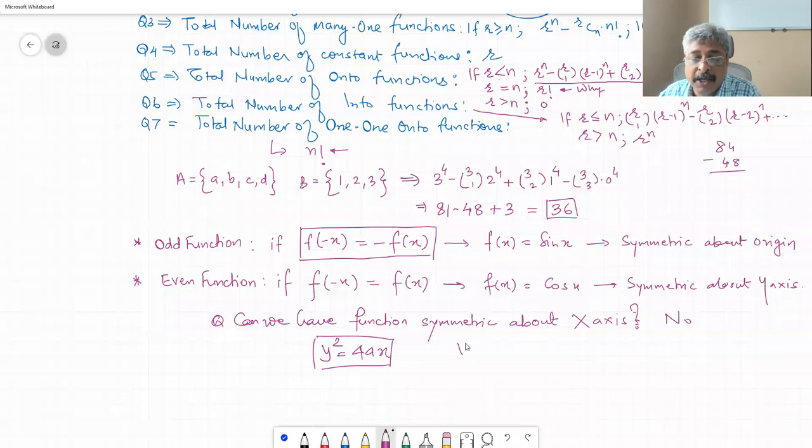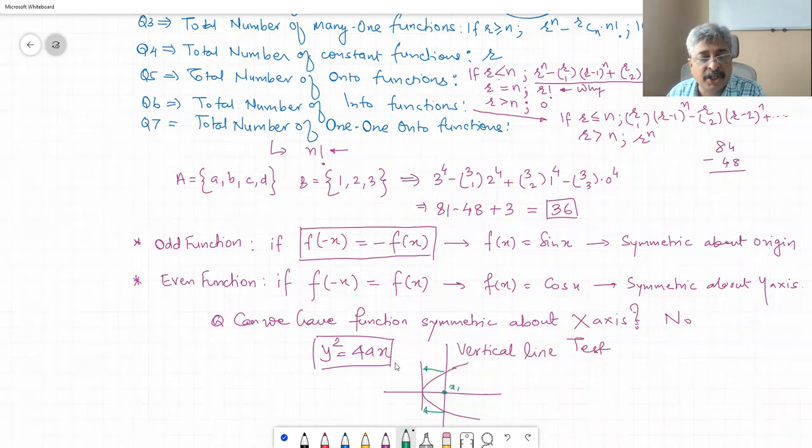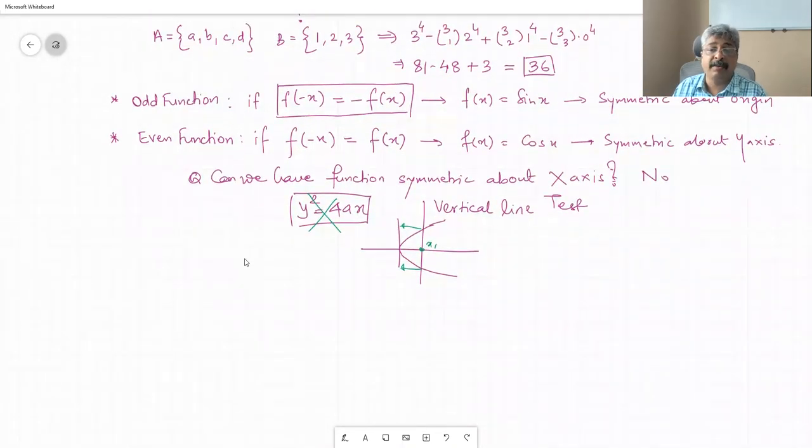No. Vertical line test. y squared is equal to 4ax. Say if a is positive, it opens like this. This is a parabola and it fails when you draw a vertical line. For one value of x, you have two values of y. And hence, it does not follow the definition of a function. And therefore, a function symmetric about the x-axis you won't get. I mean, you will have a curve symmetric about the x-axis, but whether that curve is a function or not depends.